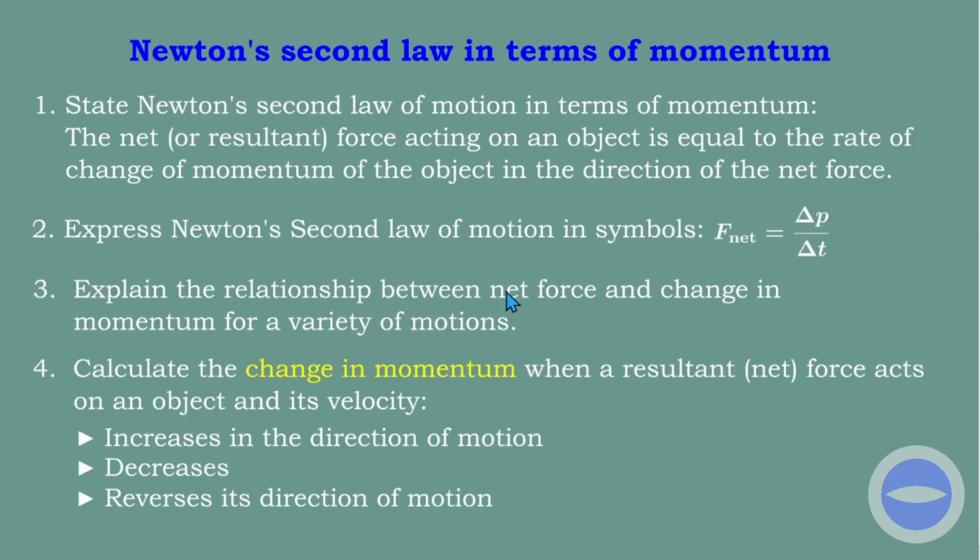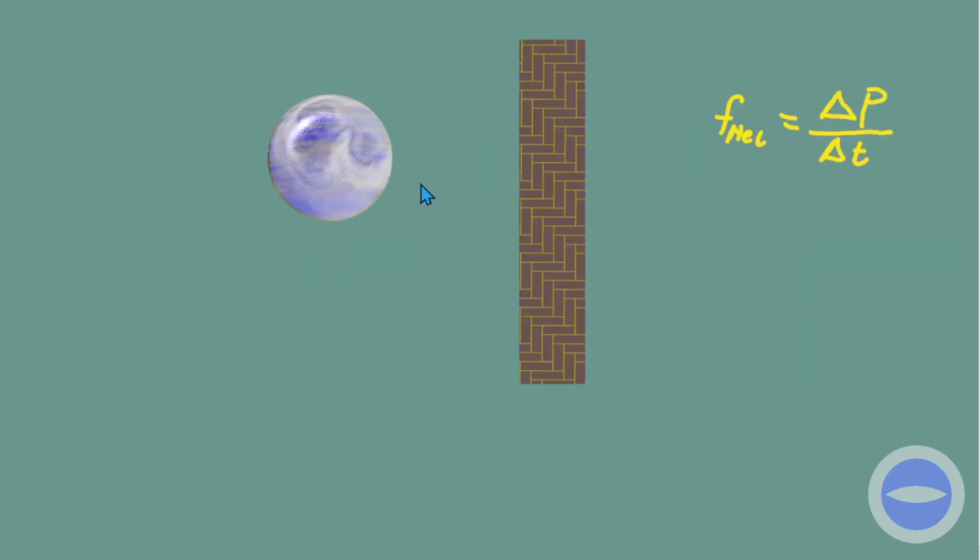Then they say we must explain the relationship between the net force and the change in momentum for a variety of motion. The net force and the change in momentum are always in the same direction all the time. If net force is negative, change in momentum is going to take the negative sign. If it's positive, then it's going to take the positive sign all the time. That is the relationship. So the relationship between the net force and the change in momentum is always in the same direction.